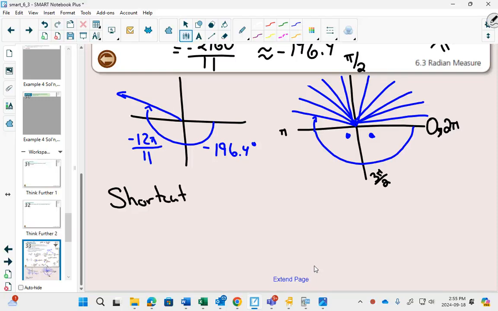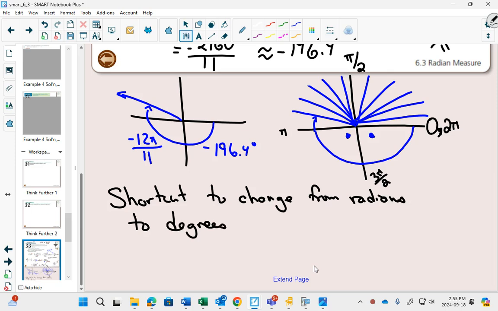There are some times that you can use the following shortcut to change from radians to degrees, and it only works if there is a pi. Okay? The shortcut is as follows.